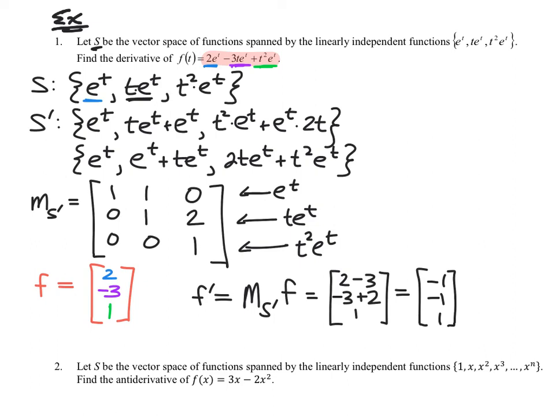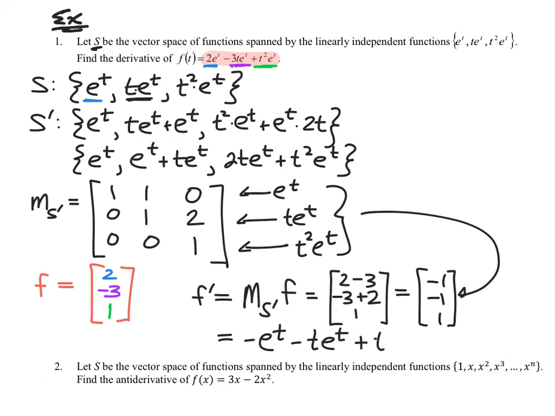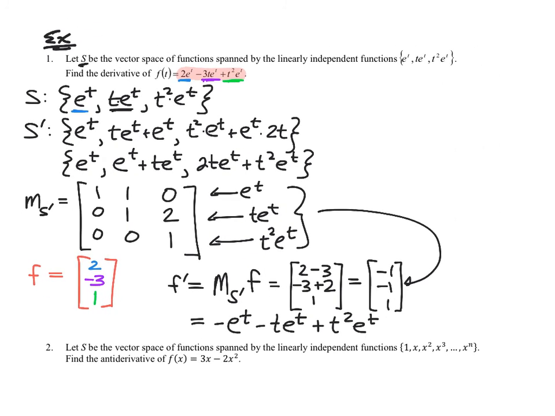So following the same convention, we would say that our first derivative here would be -e to the t minus t e to the t plus t squared e to the t. So that's what you would get if you were to take the derivative of that original function using the product rule, coefficients and everything, and then simplify it down after the fact.